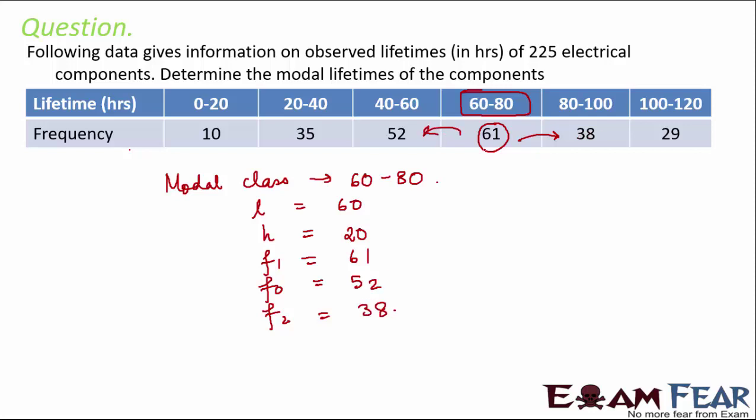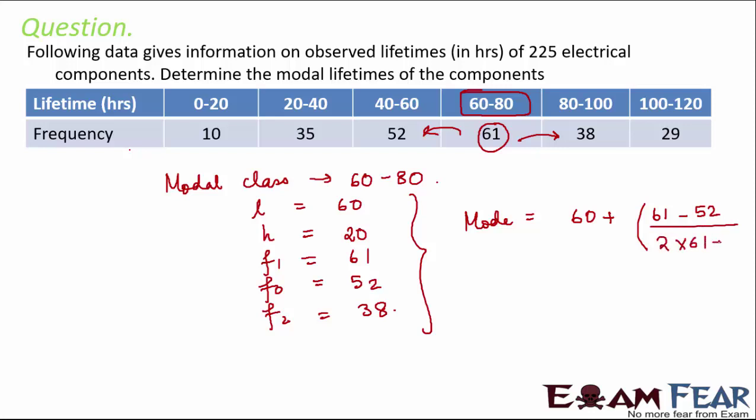Now, once we know all of these values, we can calculate mode based on the formula, which is L plus F1 minus F0 divided by 2 into F1 minus F0 minus F2, multiplied by H. So after that, I leave it to you to calculate. So this is how you calculate the mode of this particular data.